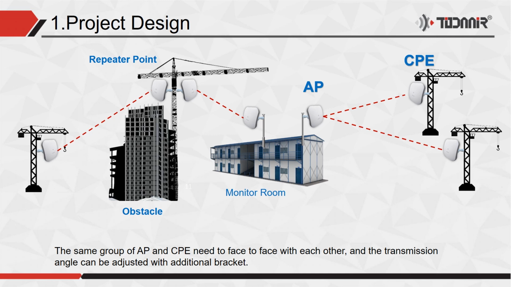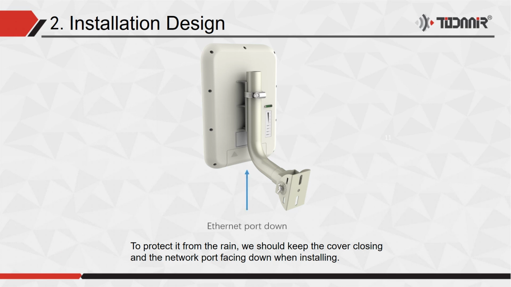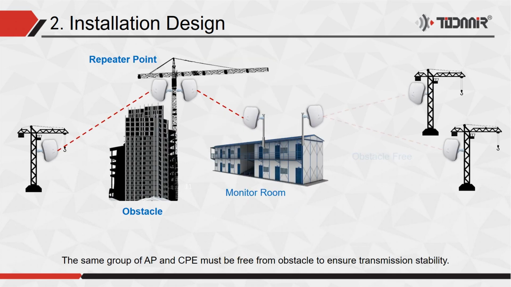with an additional bracket to protect it from the rain. We should keep the cover closed and the network port facing down when installing. The same group of AP and CPE must be free from obstacles to ensure transmission stability.